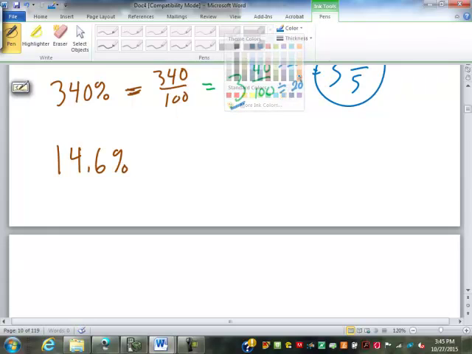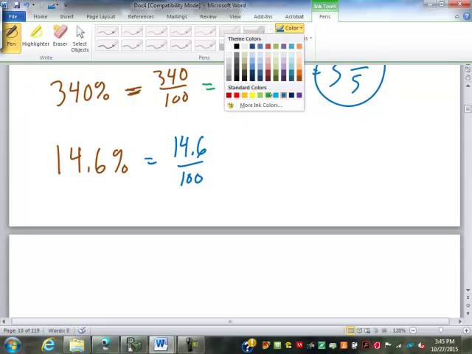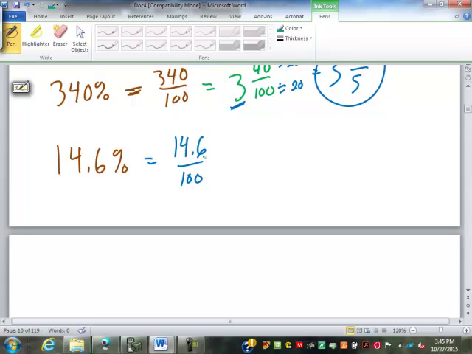So 14.6%. If I want to turn that into a fraction, what's that going to become? Yeah, 14.6 over 100. Now, we don't like having decimals within our fractions. And when we're dividing decimals, how do we get rid of those decimals? Multiplied by 10 or 100 or whatever. How many decimal places do we have here? 1. So we only have to multiply by 10. So 14.6 times 10 is 146. 100 times 10 is 1,000.